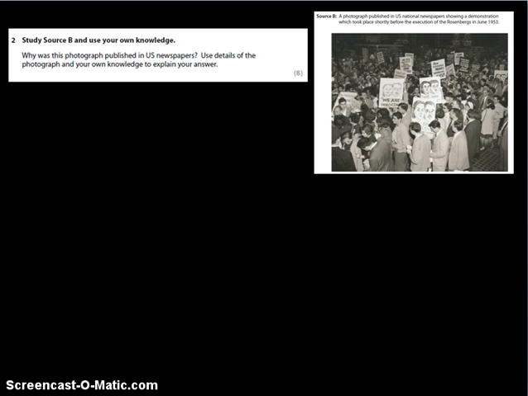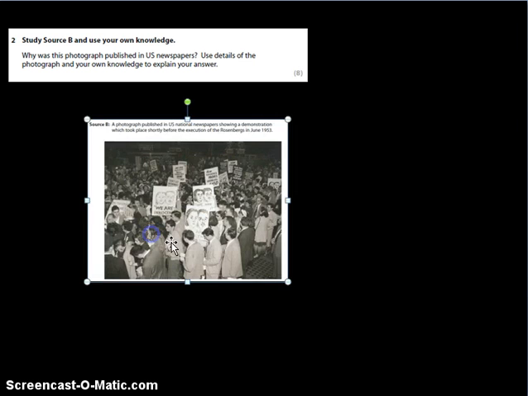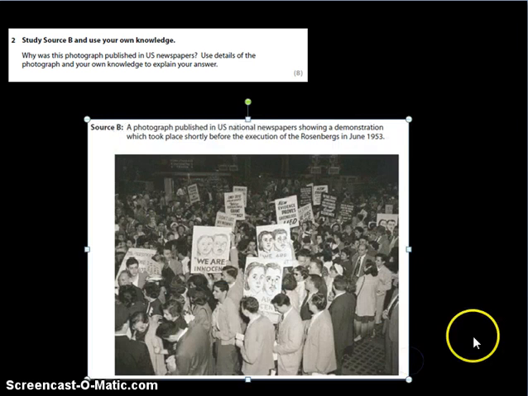So the question is, why was this photograph published in US newspapers? Use details of the photograph and your own knowledge to explain your answer. Now, if you have a look at the photograph, I know that it's quite small. I will make it slightly bigger while we just have a quick look at it. You can see that it's a photograph published in US national newspapers showing a demonstration which took place shortly before the execution of the Rosenbergs in June 1953.